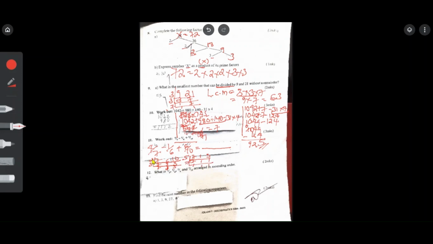So the LCM is 2 multiplied by 3, which is 6. 6 multiplied by 5 is 30. 30 multiplied by 7 is 210. So I work it like this. 210 divided by 7 gives me 30. 30 multiplied by 4 gives me 120. Right? Please, you can confirm this one.